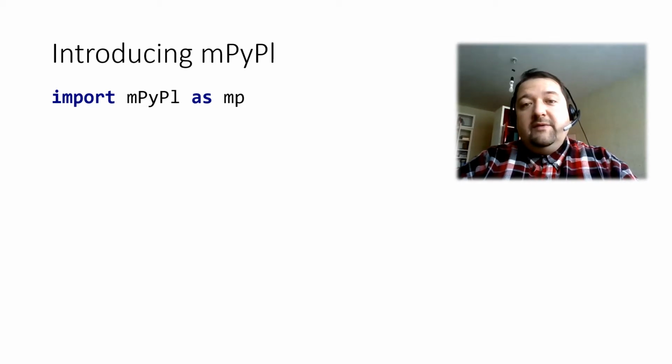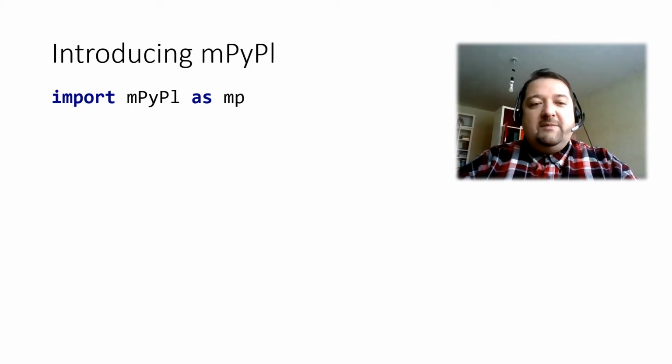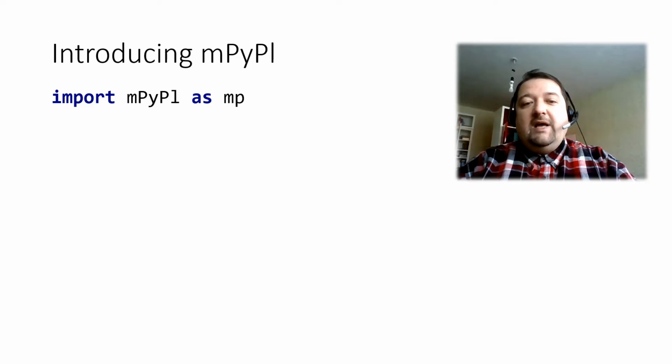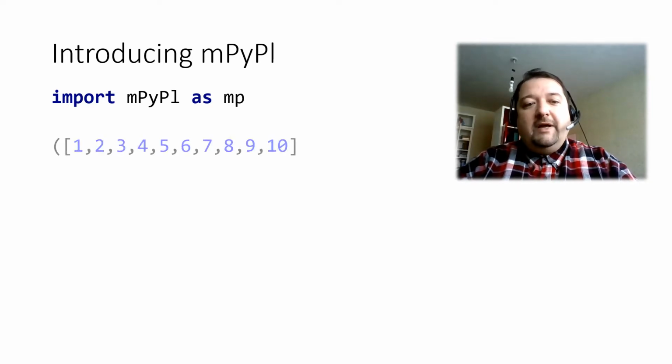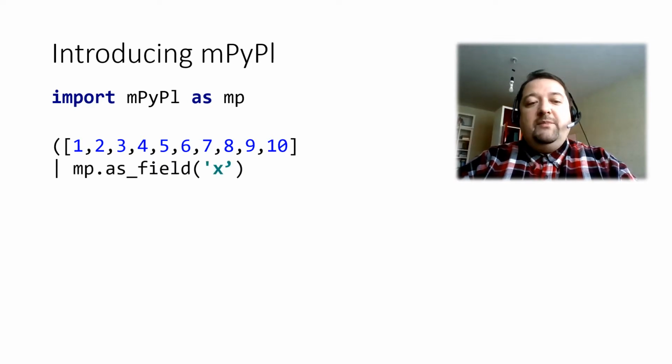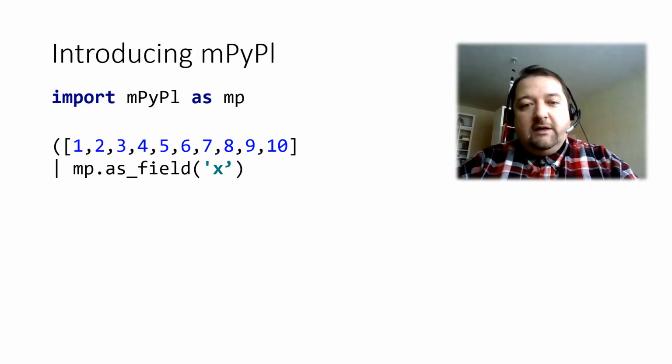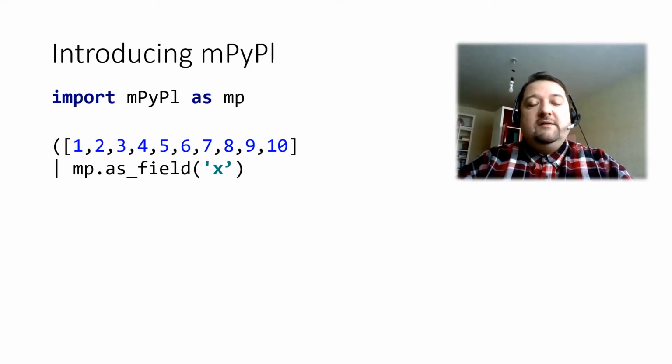So how can this be written as pipes? We import our mPyPl library as MP. This is the traditional way to write it. Then we start with a number, and we say mp.asFieldX. In the mPyPl library, what is flowing through the pipe is not just plain Python objects, but dictionaries with named fields. Those dictionaries are called mdicts, but we'll provide more detail at the end of this video. So basically, we name this sequence X.